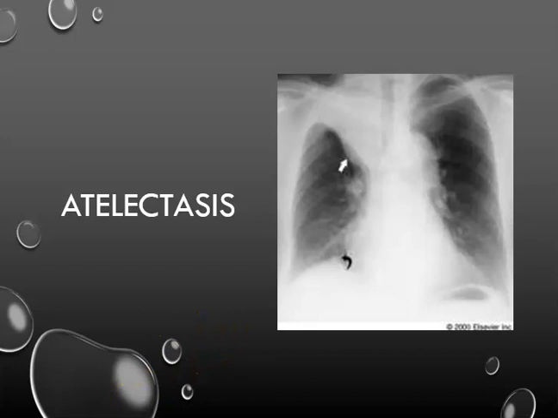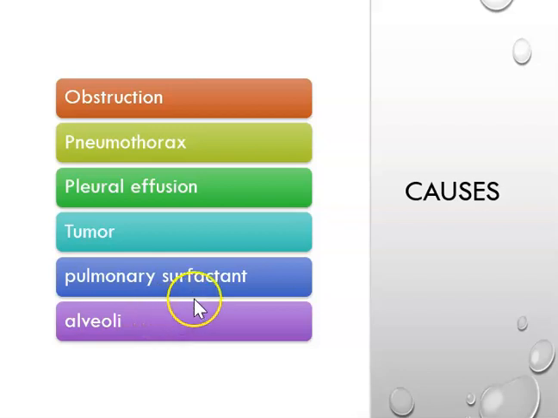Atelectasis, I promise you we're almost done. So atelectasis is not really a disease, but it's a condition, and it's associated with many respiratory disorders, and it can be a partial or total collapse of the lung here, and it can be acute or chronic. The causes of this can be obstruction of the bronchus, a pneumothorax, pleural effusion, a tumor, loss of pulmonary surfactant, or even an inability to maintain open alveoli. And you can see this on a chest x-ray.